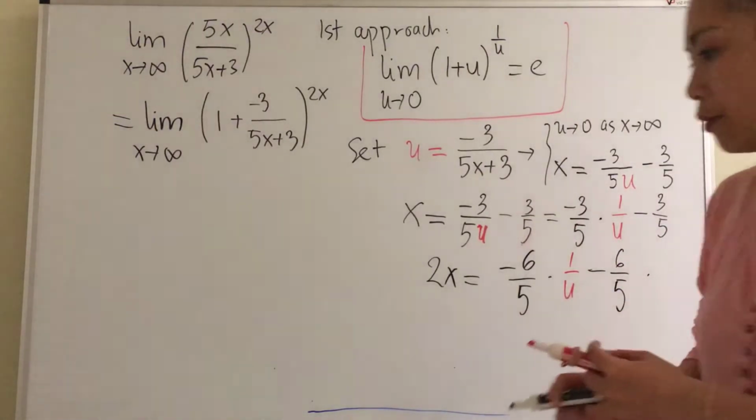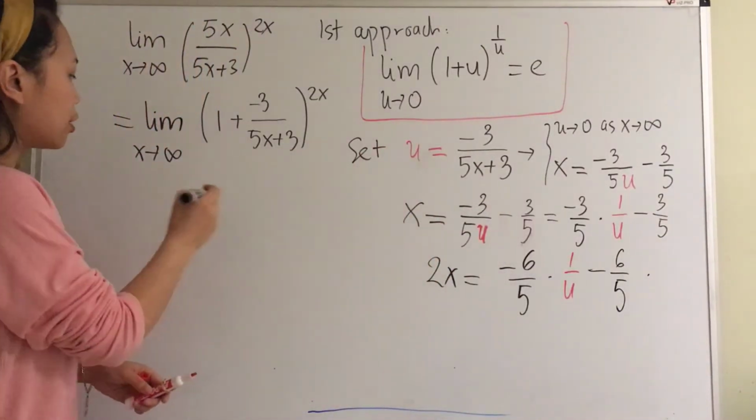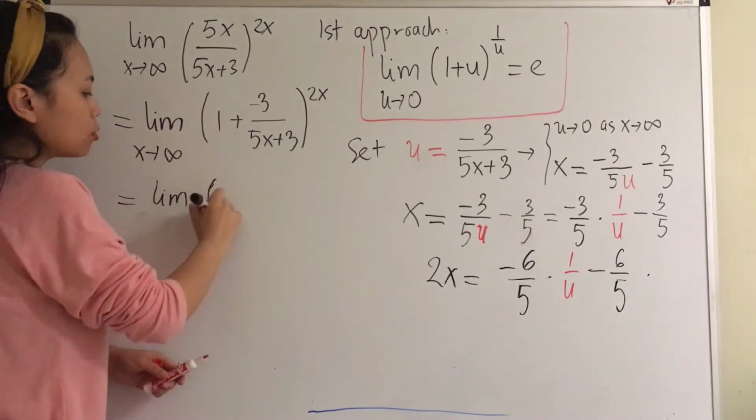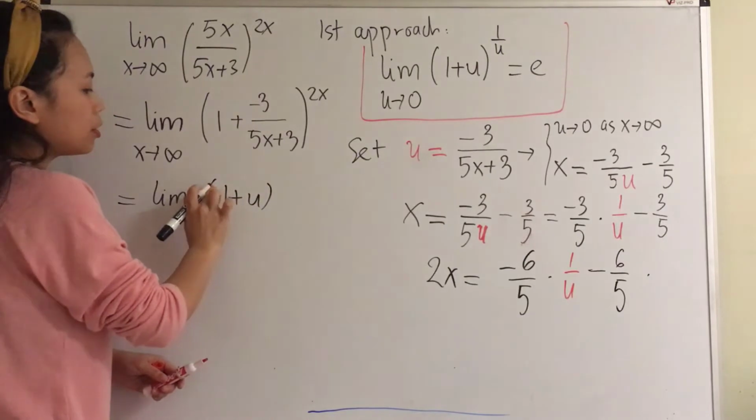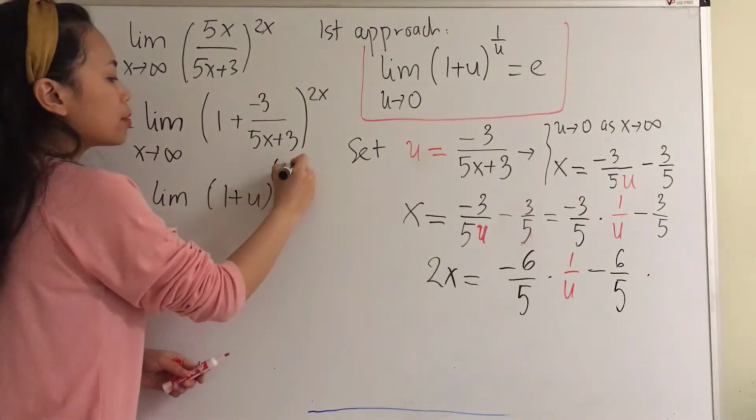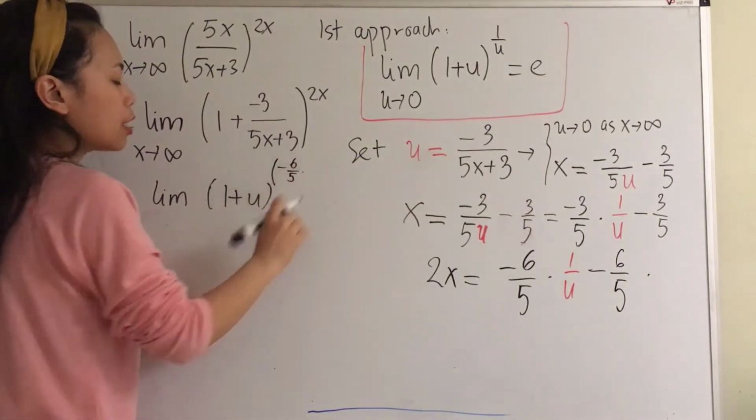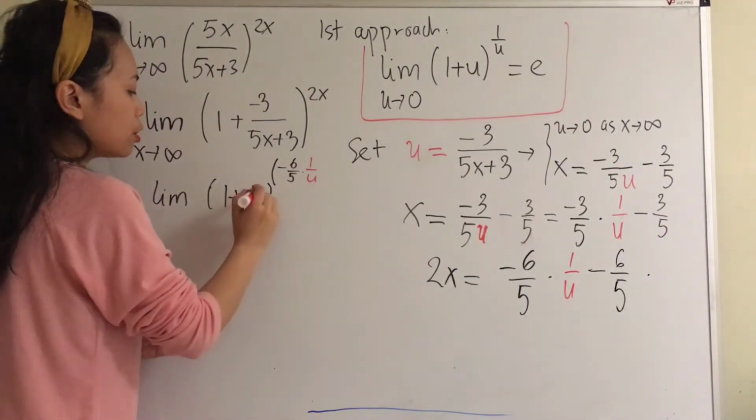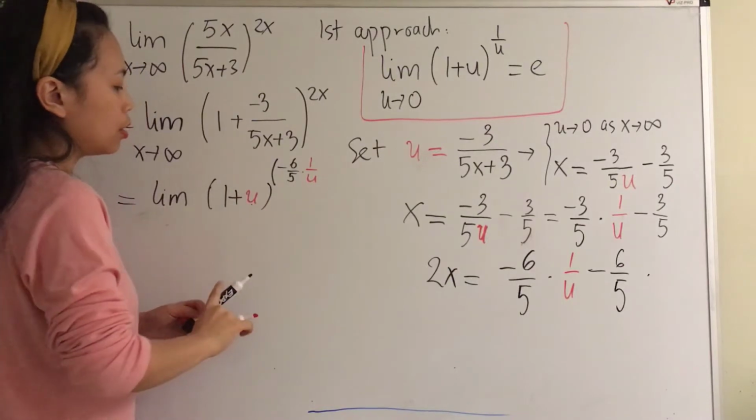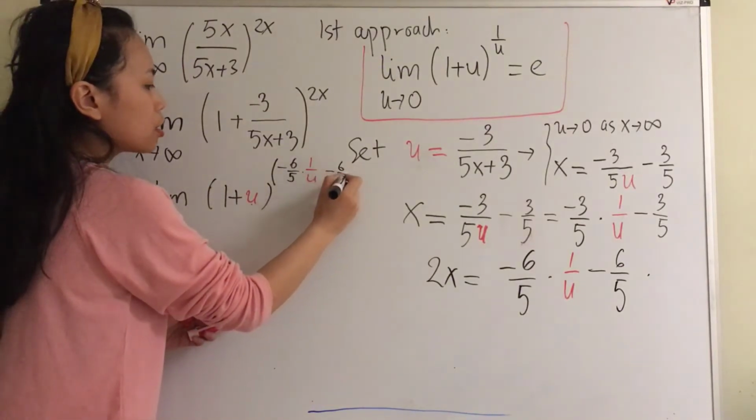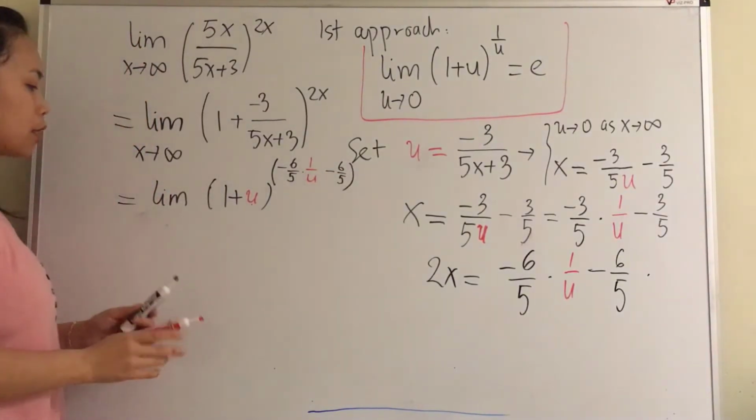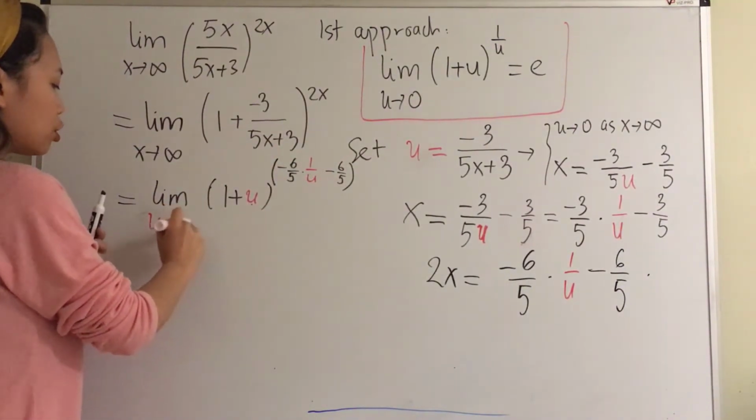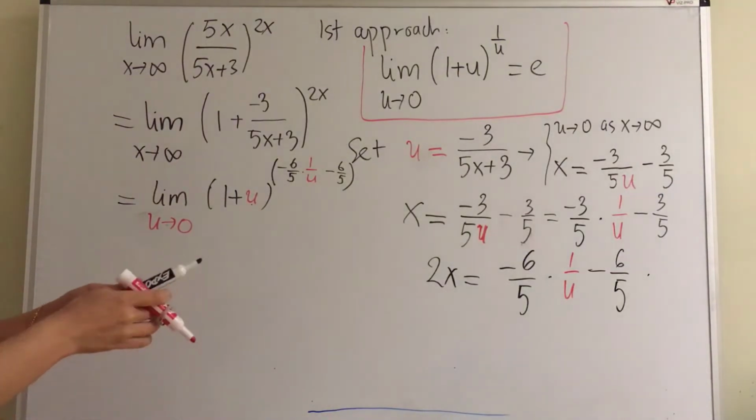So here, what do we have? I'm going to move to this side. So this is equal to the limit of 1 plus u to the negative 6/5 times 1 over u. I'm going to use u here as well, this is u, right. Minus 6 over 5, you see it, minus 6 over 5. And this is a function of u, so I'm going to use u approaches 0. You see that? This is how I deal with this.